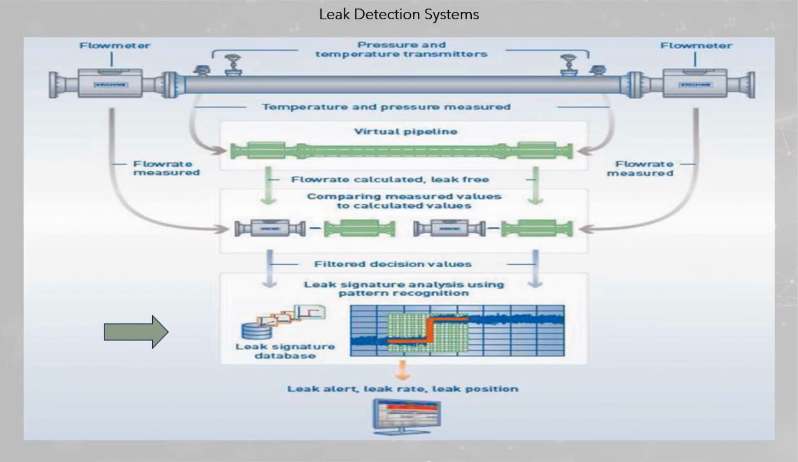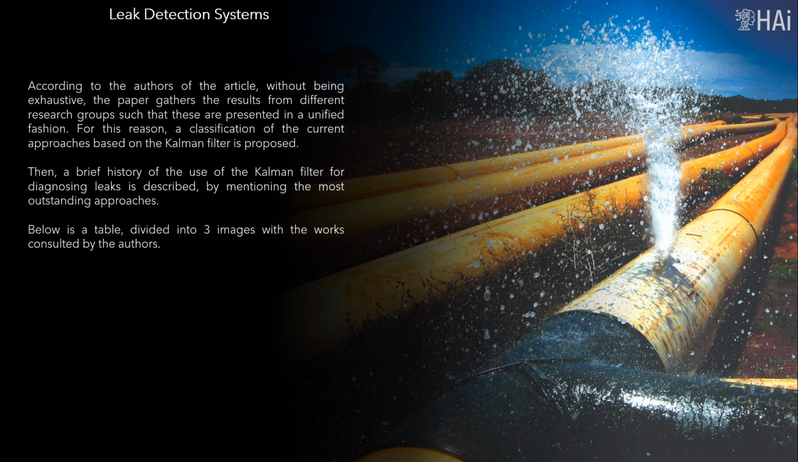In leak detection systems, the methodology involves extending the estimation model of the operation profile to incorporate variables that help detect leaks. The state variables related to losses are the magnitude of the leak and its location. According to the authors of the article, without being exhaustive, the paper gathers the results from different research groups such that these are presented in a unified fashion.